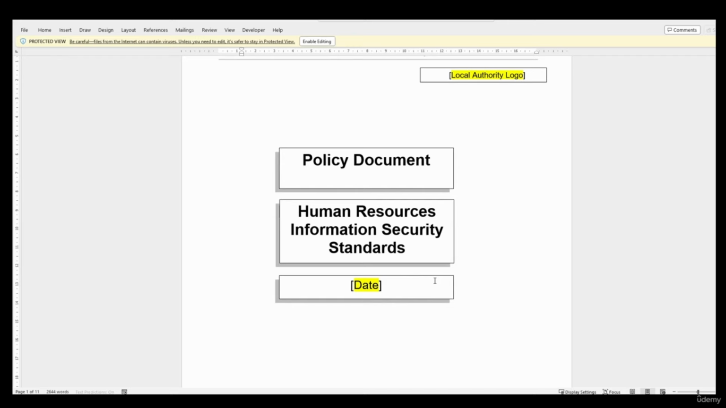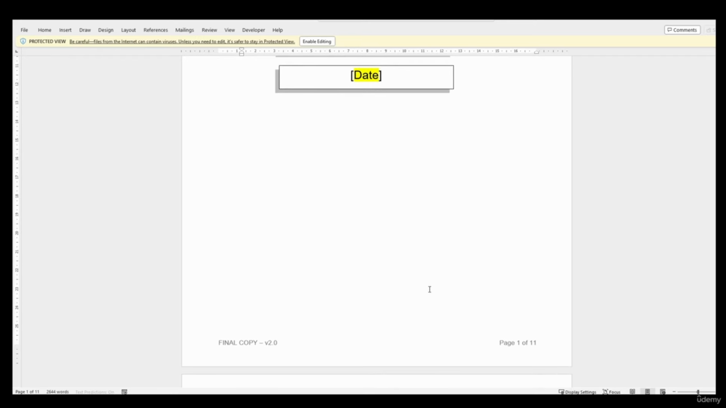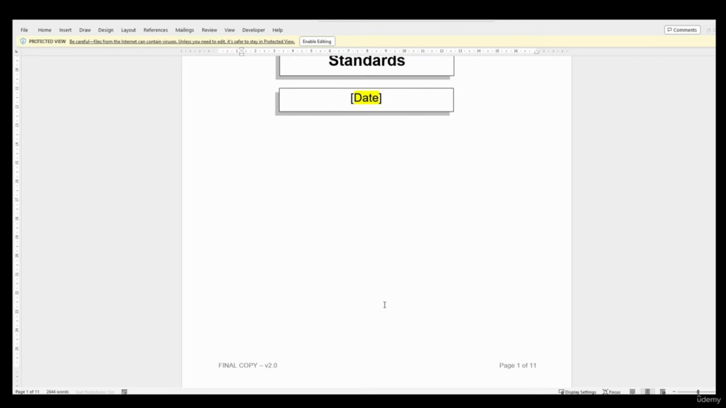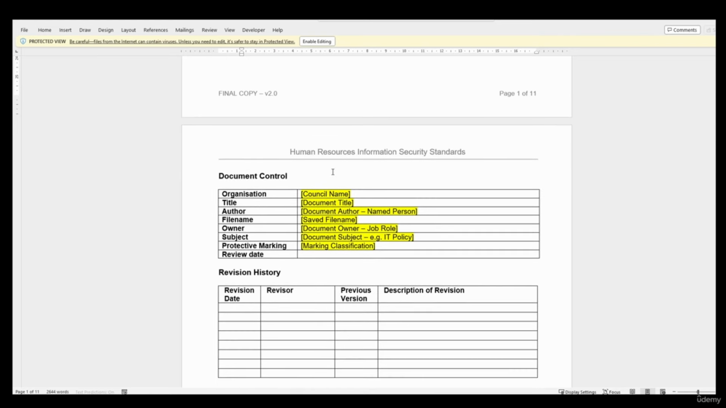So the first thing that we will mention about policy is that it should be drafted in a corporate template, or a corporate approved template. In this template, we are expecting to see the document control information, which defines the organization, the title of the document, who is the author, what is the name of the file, which department is the owner of this document, what is the subject, and what is the review date.